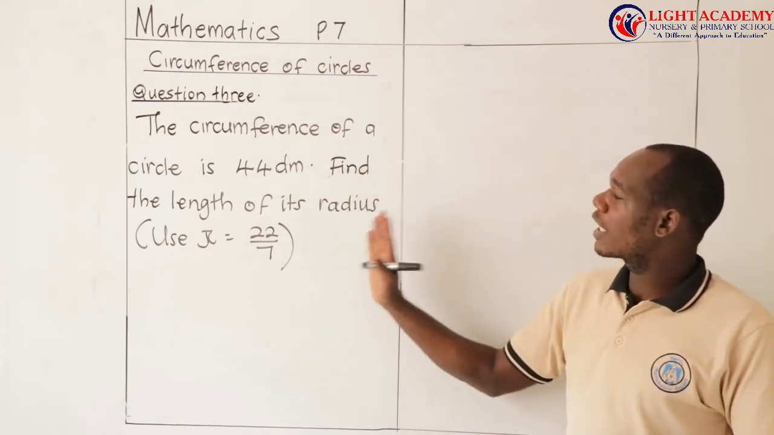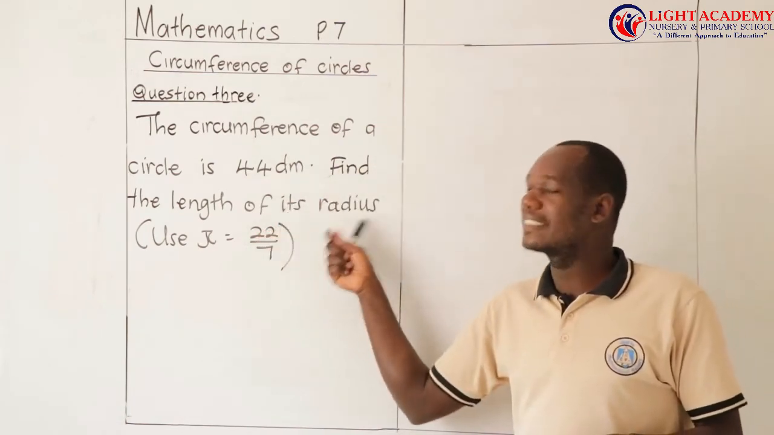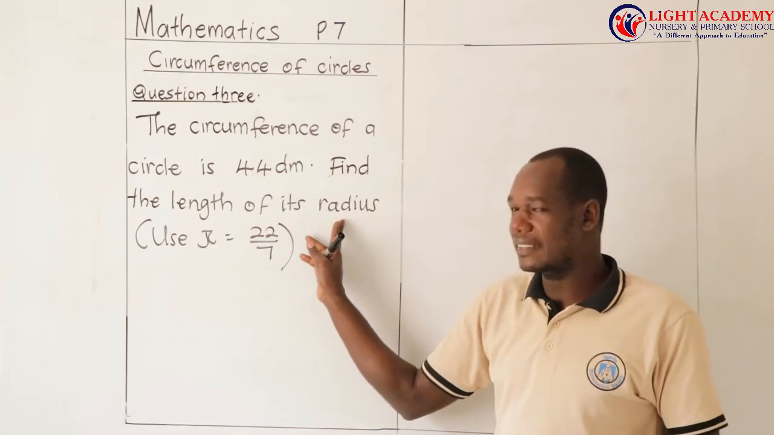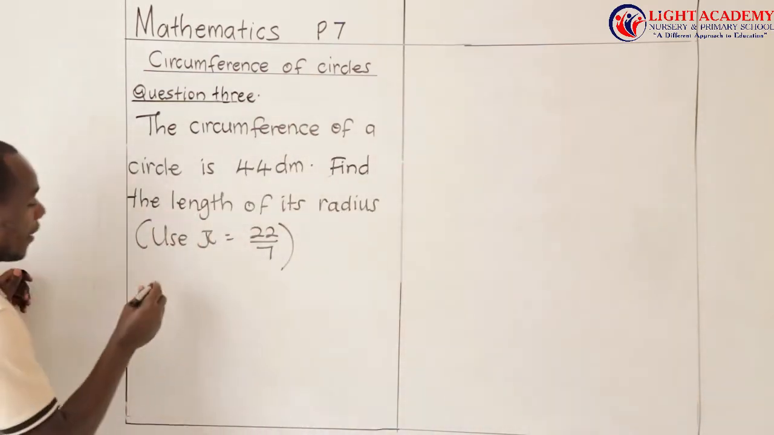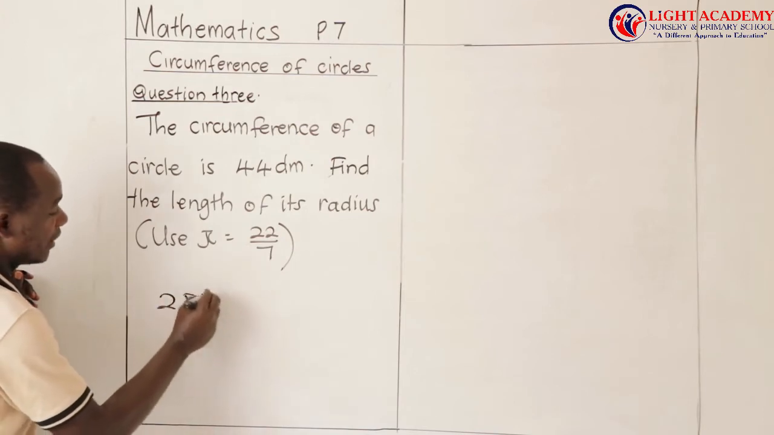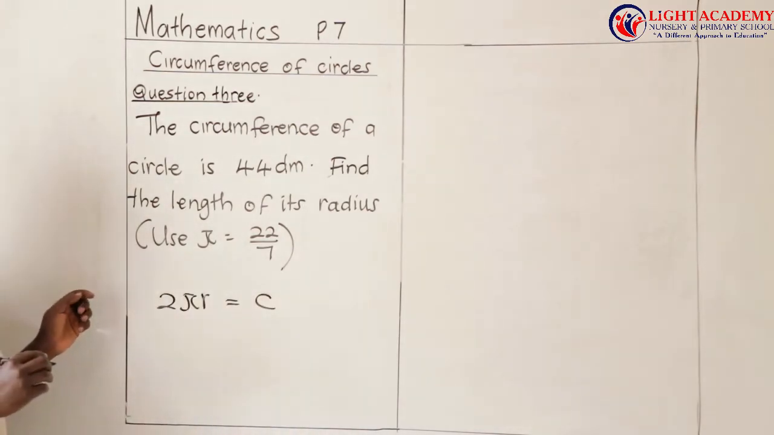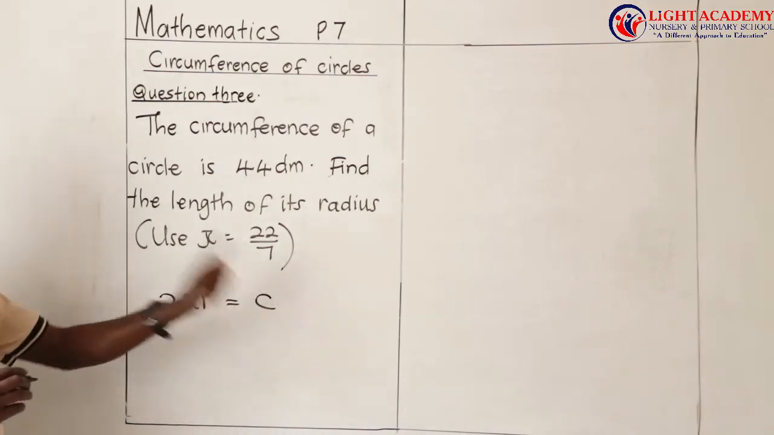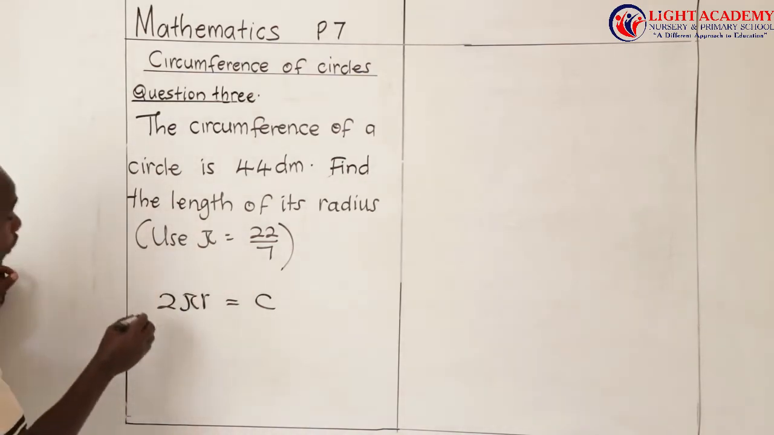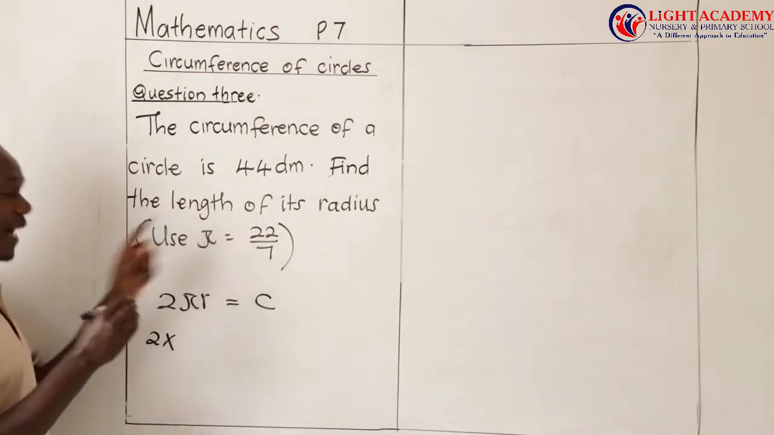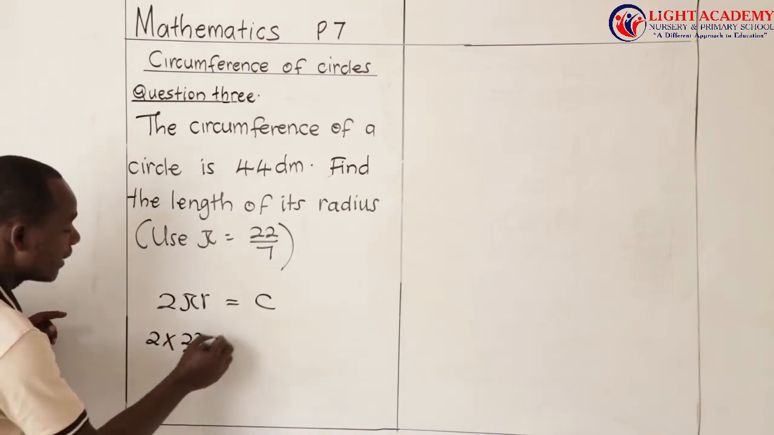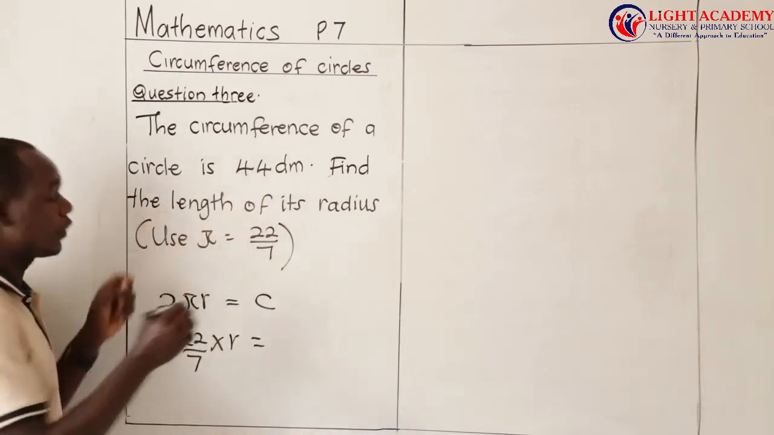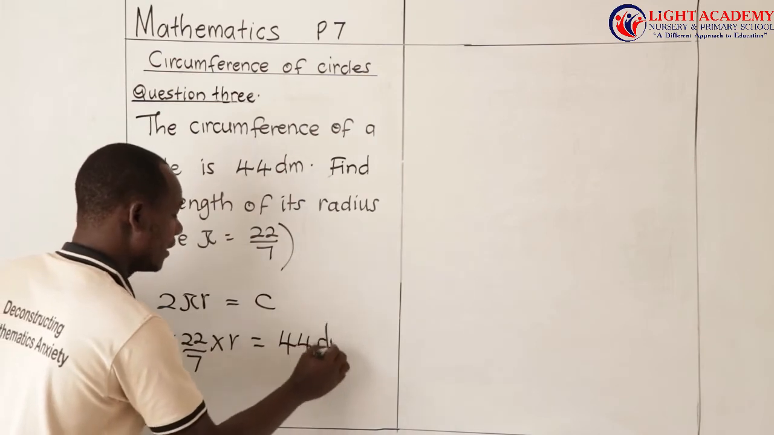Since we already know the formula of working out circumference and now they are asking for radius, let's first write the formula of working out circumference, which is 2 pi r. Circumference is the same as 2 pi r. So I'll substitute what I have and then I see what is missing. I'll now say 2 times the value of pi, which is 22 out of 7, times our radius. Since we are missing the radius, I'll say times r equals the circumference, which is 44 decimeters.